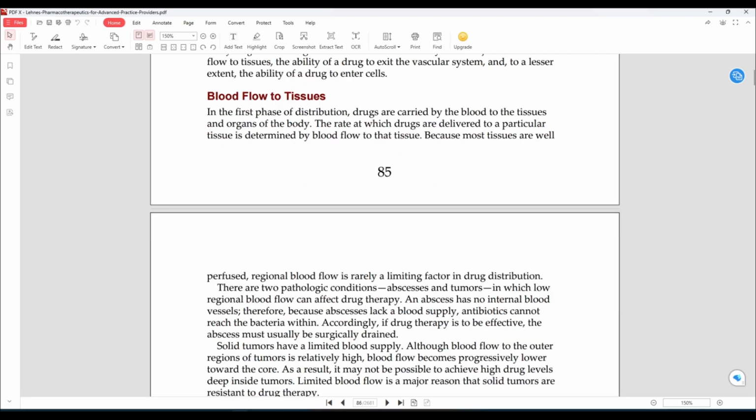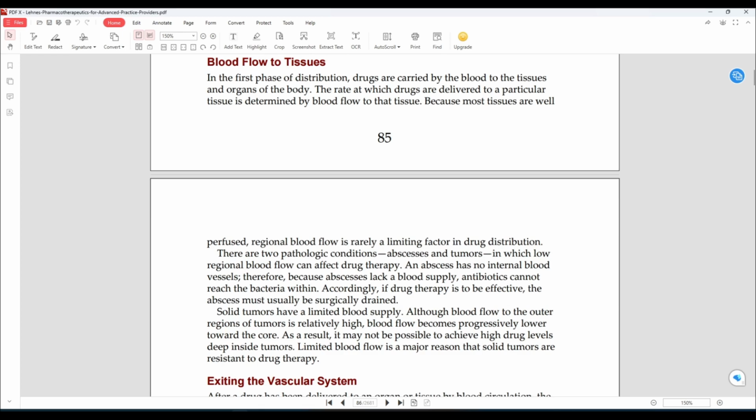Blood flow to tissues. In the first phase of distribution, drugs are carried by the blood to the tissues and organs of the body. The rate at which drugs are delivered to a particular tissue is determined by blood flow to that tissue. Because most tissues are well perfused, regional blood flow is rarely a limiting factor in drug distribution.